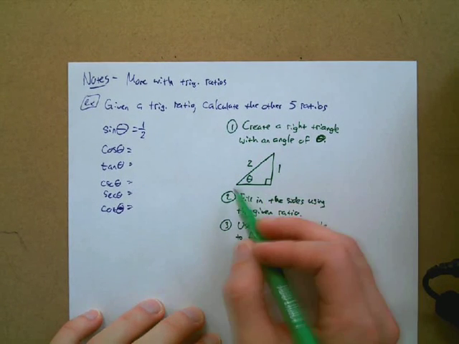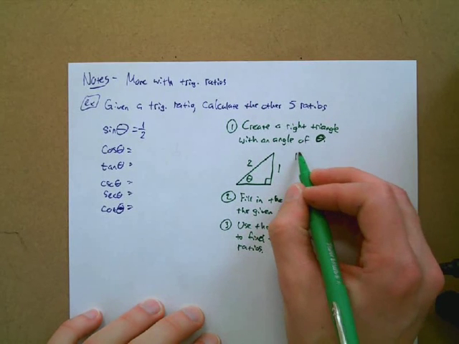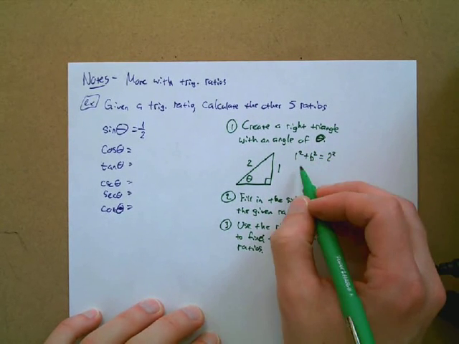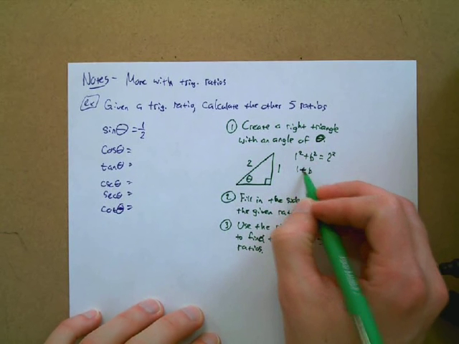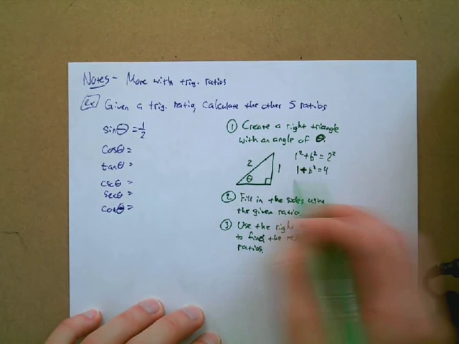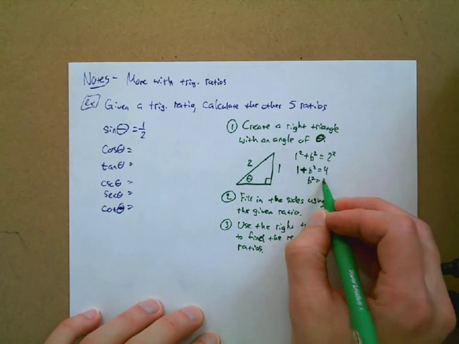So we can say 1 squared plus b squared equals that 2 squared. And so we get 1 plus b squared equals 4. Subtract 1 from both sides. b squared equals 3, and so b is the square root of 3.